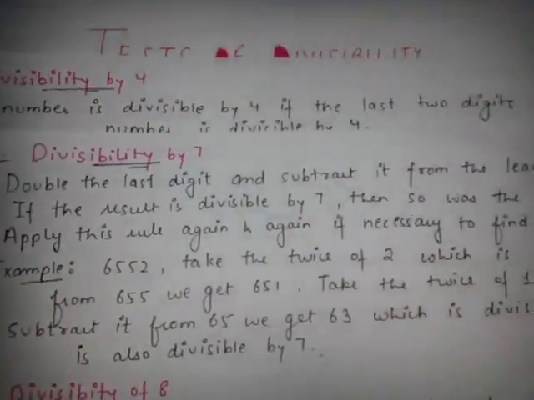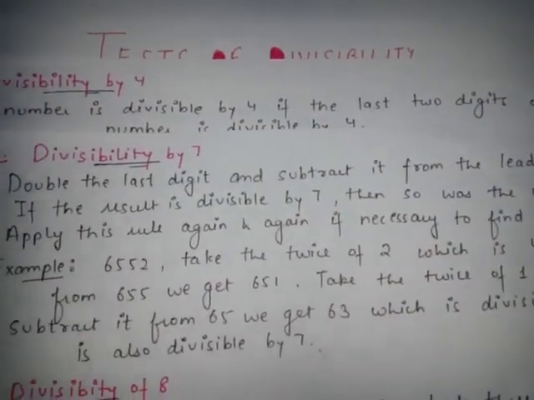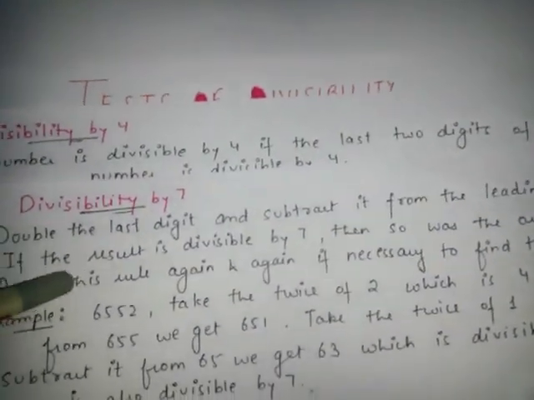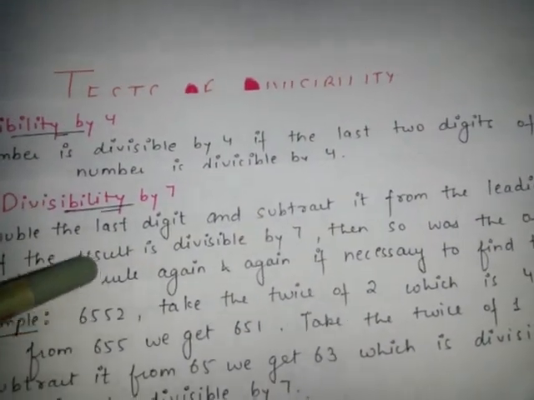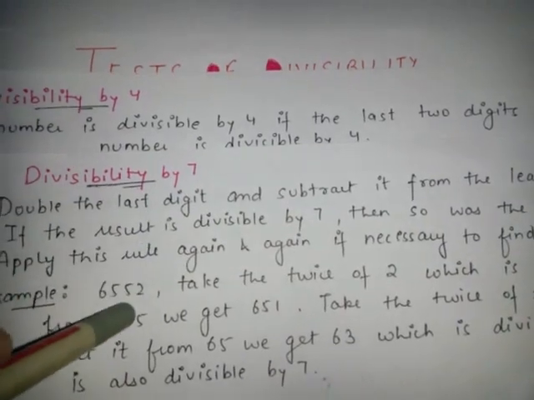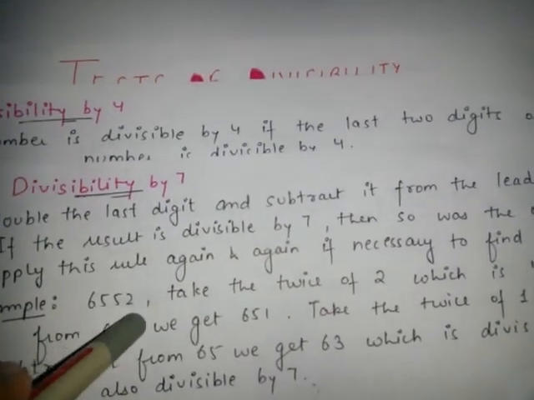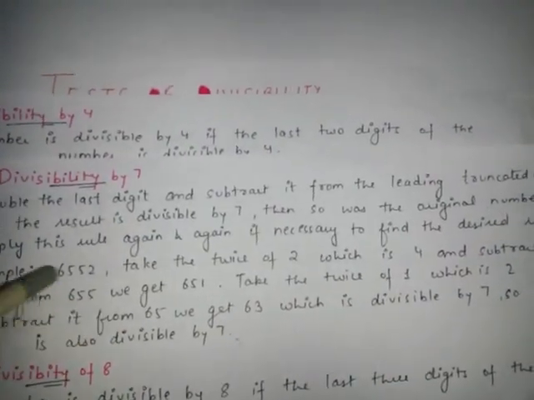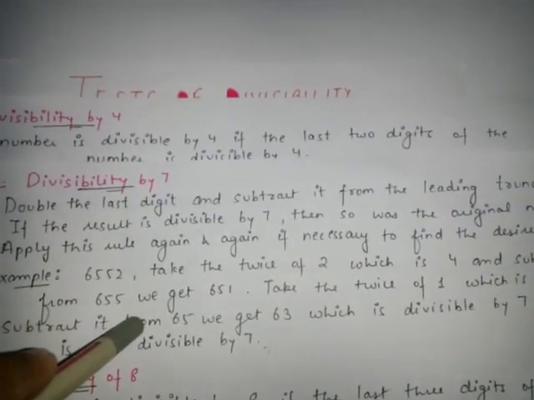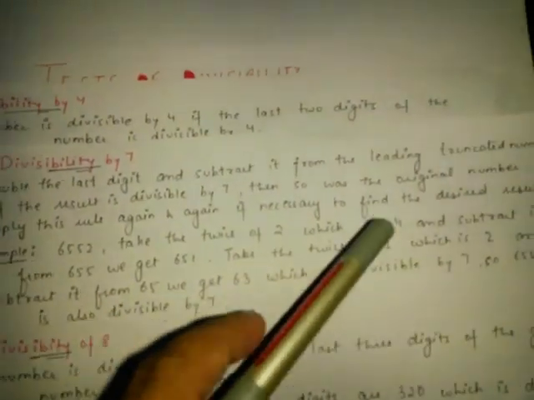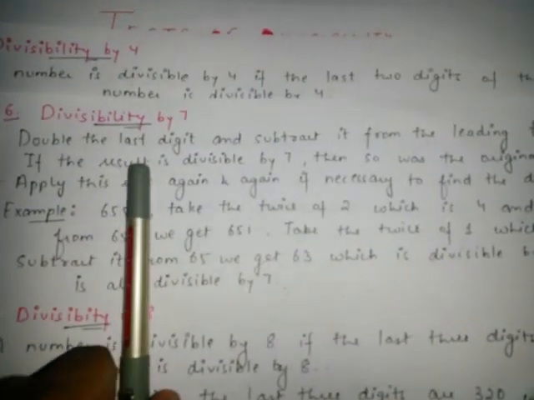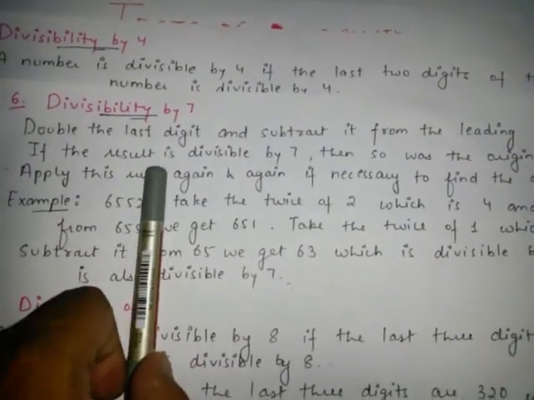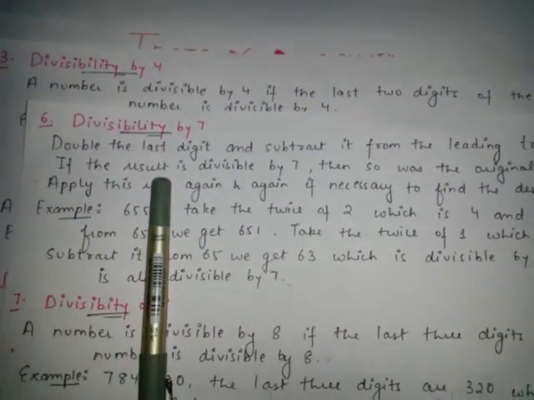Let's take another case, which is divisibility by 7. This case is quite interesting. In this case we have to take the last digit, double it, and subtract it from the remaining leading truncated number. A truncated number is like this: if we remove the last digit, then the remaining number is the leading truncated number.